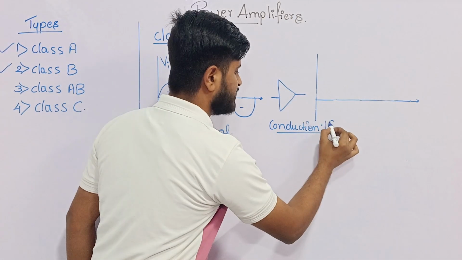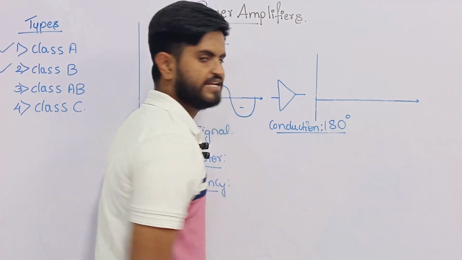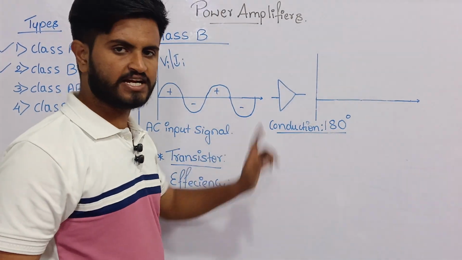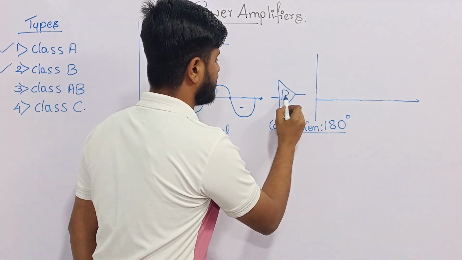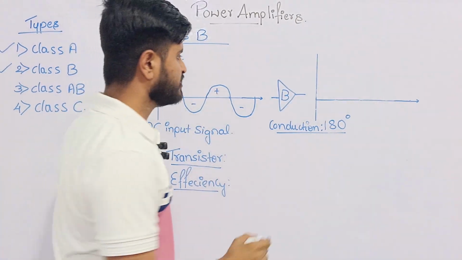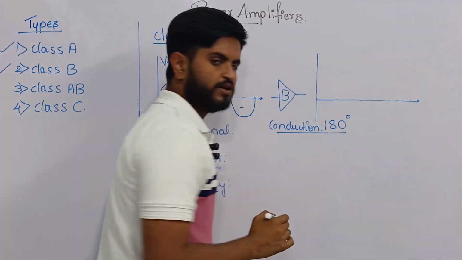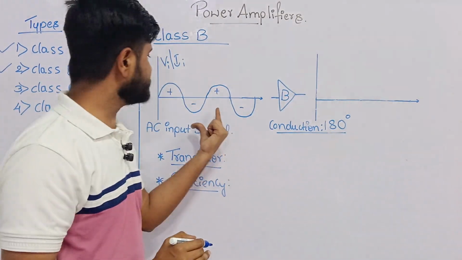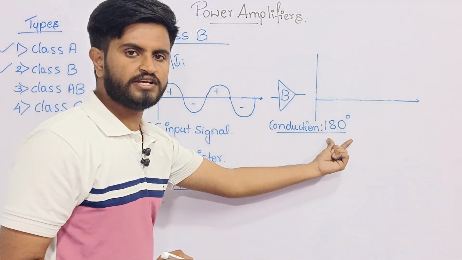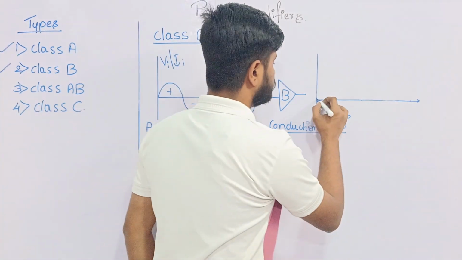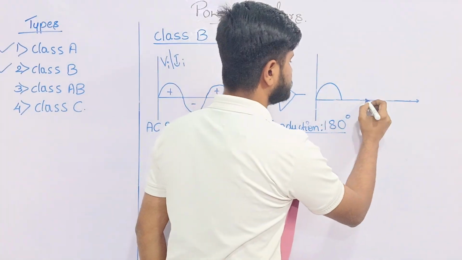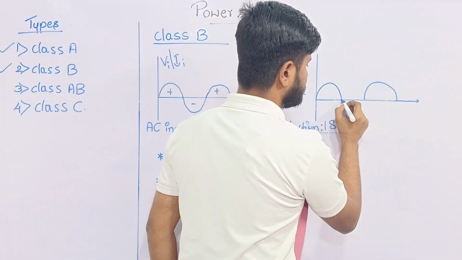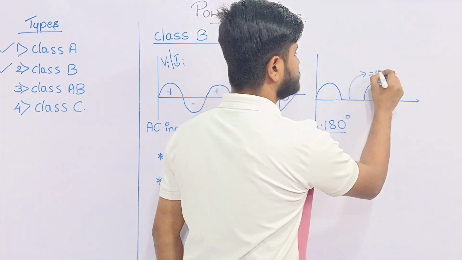Here the conduction will happen only for 180 degree. This is the class B power amplifier I am using. So what it will do is amplify only the positive half cycle, because it is only conduction of 180 degree, no? So it will only amplify the positive half cycle and the negative half cycle will be equal to 0.